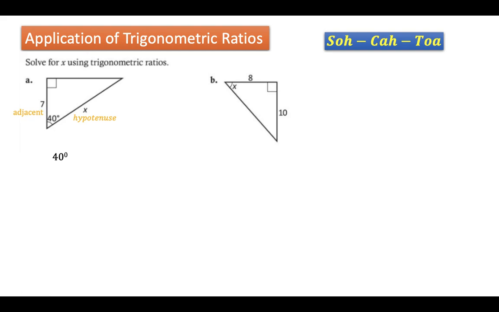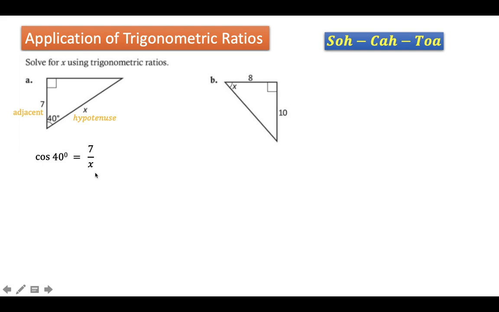So let us then identify which function we are going to use. And that function involves adjacent side and hypotenuse. In this case, it is the cosine function because cosine is equal to adjacent over hypotenuse. So we will use the cosine function. So from here, cosine 40 degrees, the ratio is equal to adjacent, which is 7, over the hypotenuse, which is the x. And this will be our working equation.